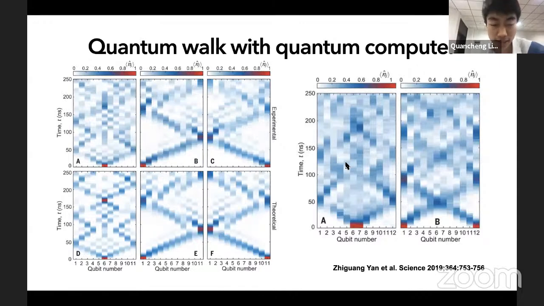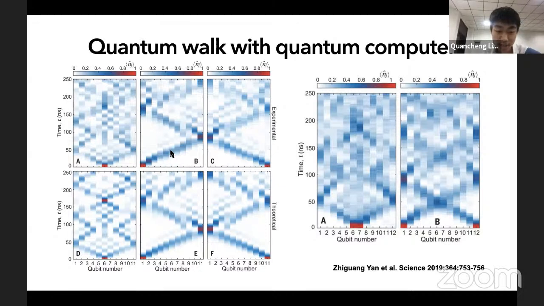So let's see their results. First of all, as I just said, they initially prepared the system at qubit 6. So this is their initial state, this is their experimental result, and this is their theoretical simulation. The quantum worker will diffuse or jump to its surroundings, and with time evolving, it spreads through the system. And the experiment and the theory compare, agree very nicely, I think.